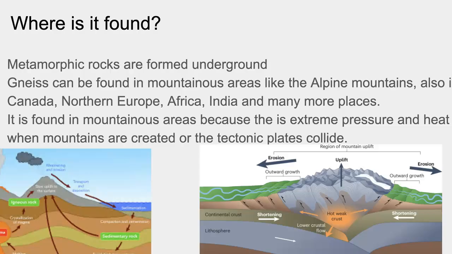And when that happens, the rocks near it will have their minerals separate, and that will cause the striping and the foliation. As you can see in the picture of the tectonic plates and the mountains being made, there is a hot crust. That's where we would see metamorphic rocks made. That's how mountains are formed, by the tectonic plates colliding. So that's why we find it by the mountains.